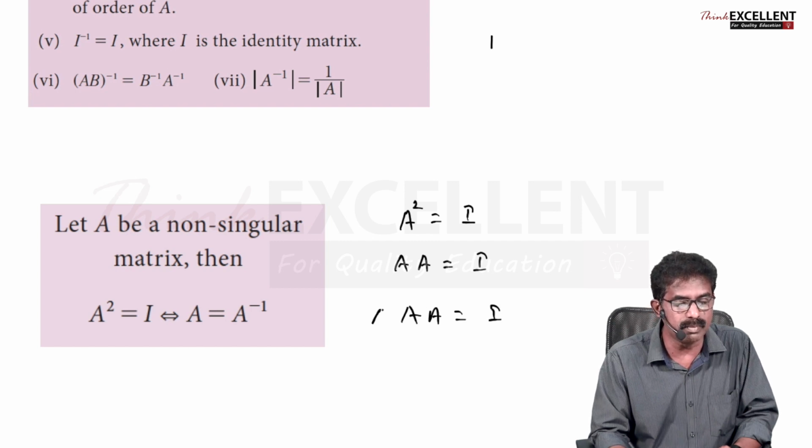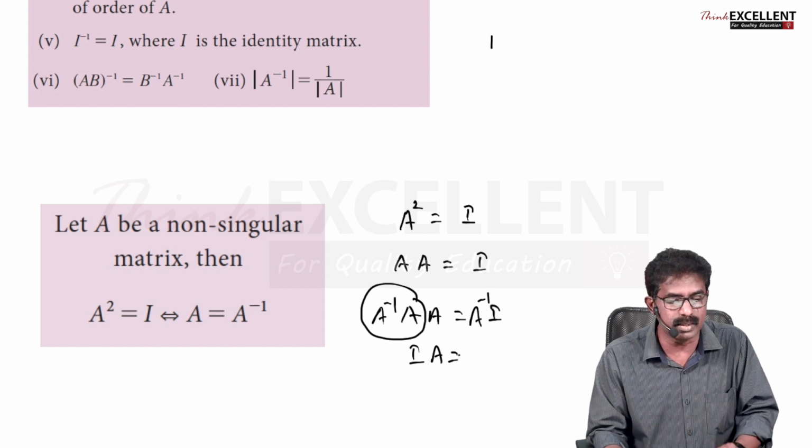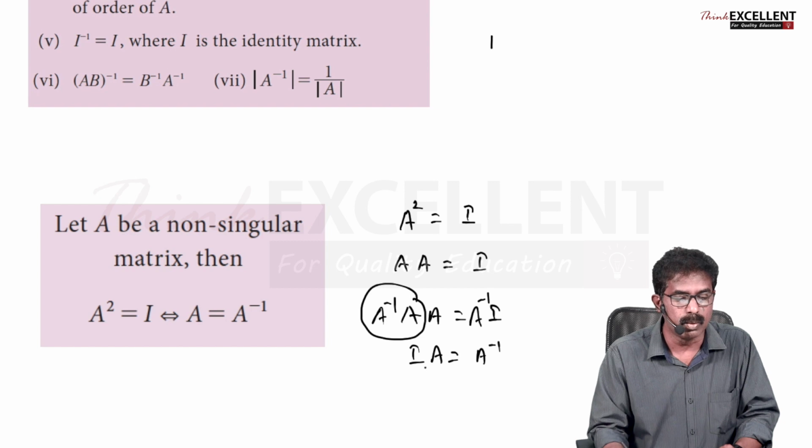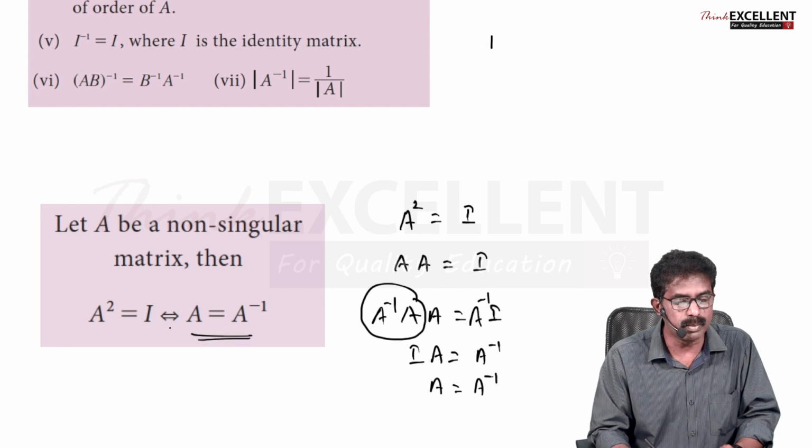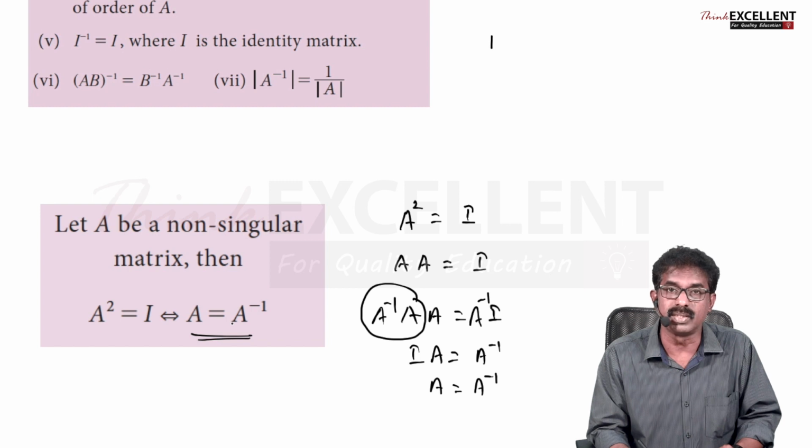You multiply by A inverse on both sides. What is this, A inverse into A? I. So I into A equals, what is A inverse into I? I is like 1, right? A inverse and I is A inverse. What is I into A? It is A. So A equals A inverse. That's a simple proof of this, okay? A square equal to I, then A and A inverse are the same.